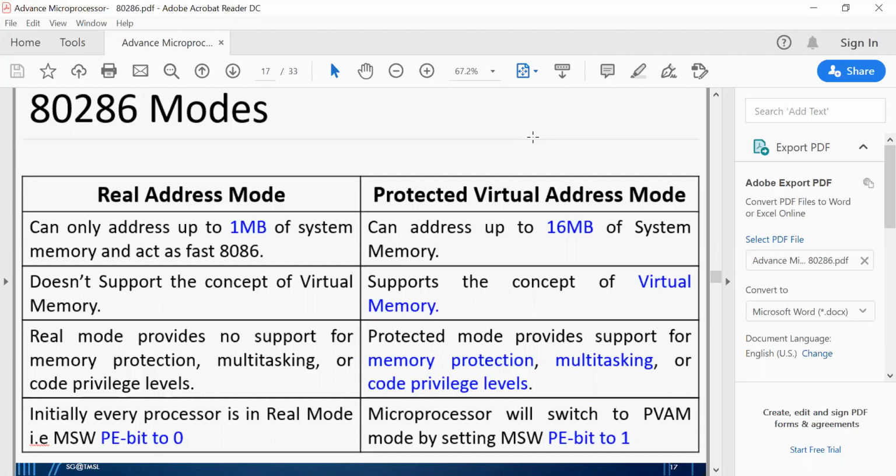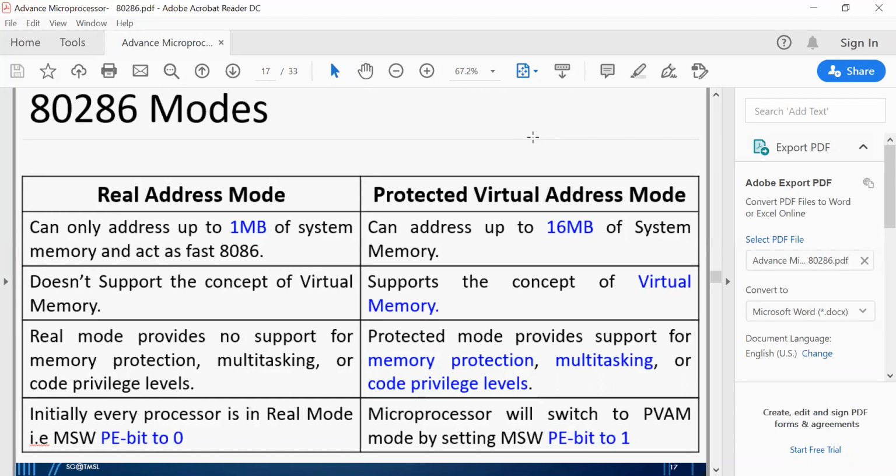Real address mode doesn't support the concept of virtual memory, but protected virtual addressing mode supports virtual memory. Real address mode provides no support for memory protection, multitasking, or code privilege levels, but virtual address mode supports memory protection, multitasking, as well as code privilege levels.